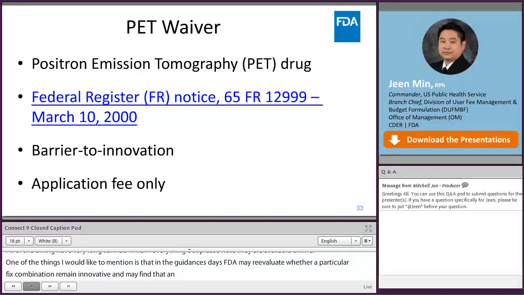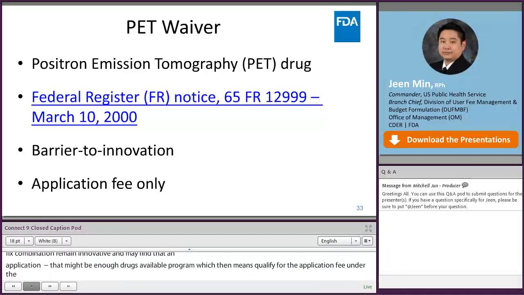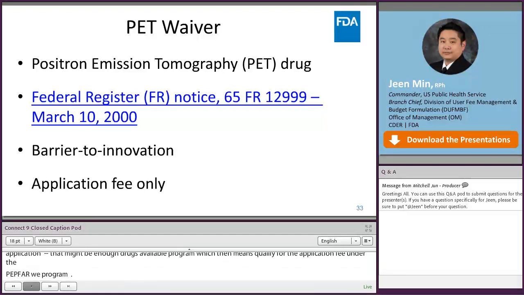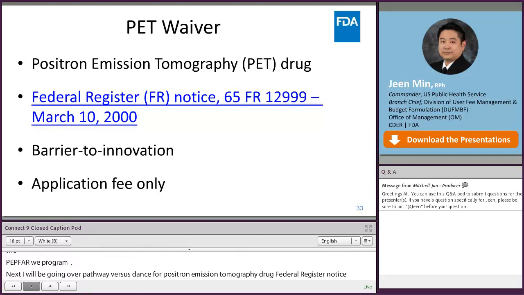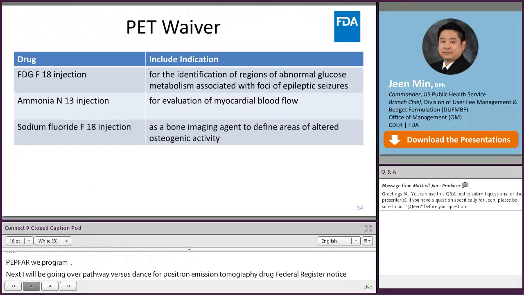Next, I'll be going over PET waivers. This stands for positron emission tomography drug. There is a Federal Register notice that was published, 65 FR 12999. This was published in March of 2000. This is another type of barrier to innovation. It only applies to application fees, just like the PEPFAR waiver.